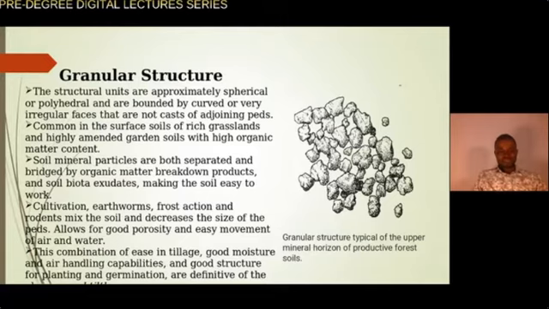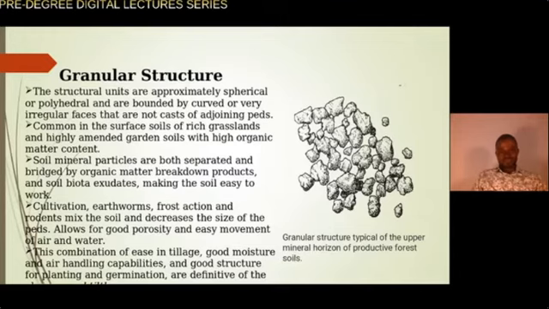We say the soil mineral particles are both separated and bridged by these organic matter breakdown products and the soil biota exudates. The biota means the living organisms in the soil that exude certain compounds. It could be their excreta in the case of the earthworm, or feces, or urine and other exudates, making the soil easy to work on.